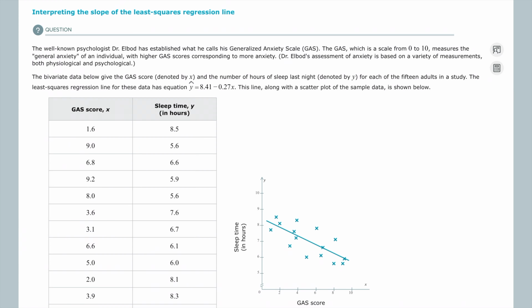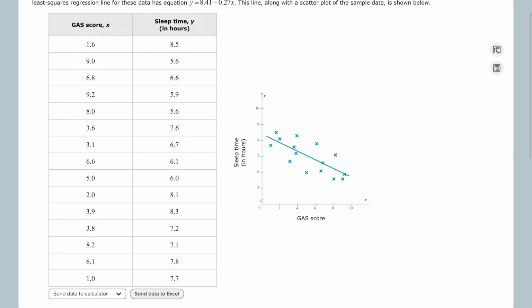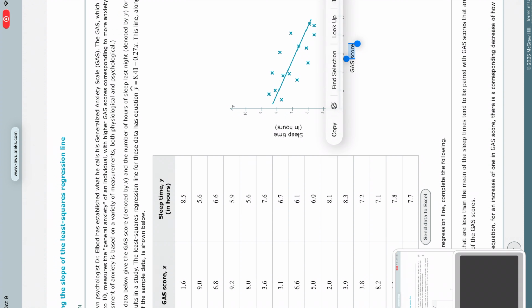You do not have to do any of that, okay? All you have to look at here is the y equals mx plus b. So let's talk about the y equals mx plus b. We are looking at the GAS score, the generalized anxiety score.